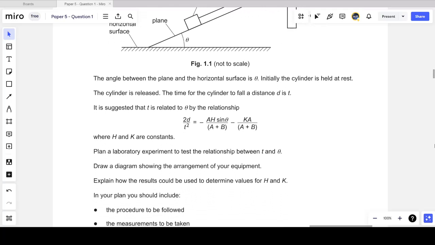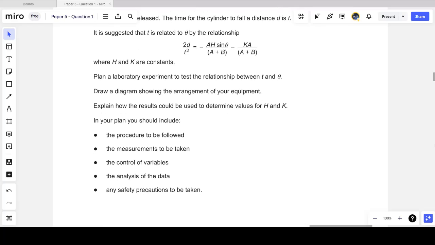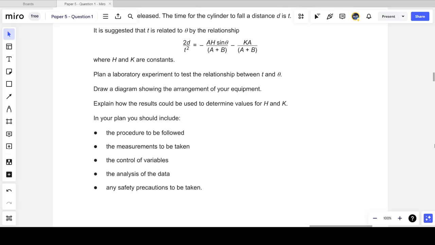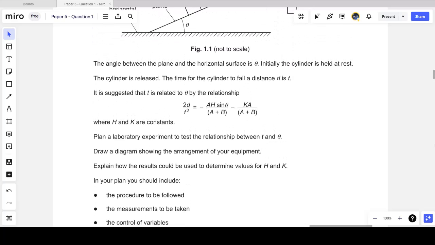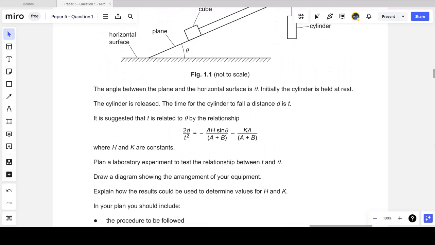We are to plan a lab experiment to test the relationship between t and theta, and draw a diagram showing the arrangement of your equipment, explaining how the results can be used to determine values for h and k. We need to include in our plan the procedure, the measurements, the controlled variables, the analysis of data, and any safety precautions. The structure of the question, paper 5 question 1, doesn't change. The question itself does, and the experiment and the branch of physics in which the experiment is set do change.